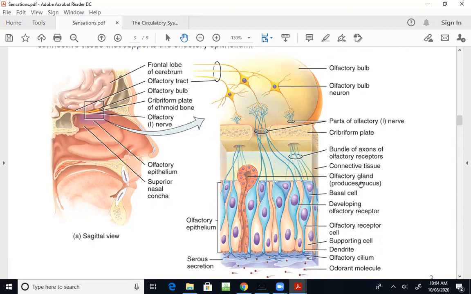Then you can skip on down to the olfactory gland. And then the basal cell, olfactory receptor cell, supporting cell, and then dendrite and cilia as well.